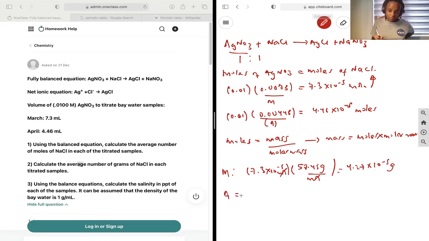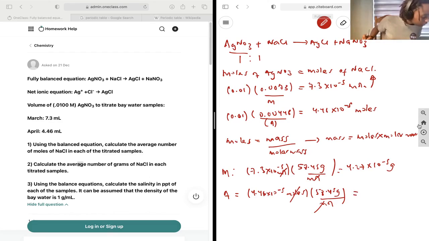For the April sample, 4.46 times 10 to the negative 5 moles, again by 58.45 grams per mole. And this is going to give us 2.61 times 10 to the negative 3 grams. And those are our two answers.